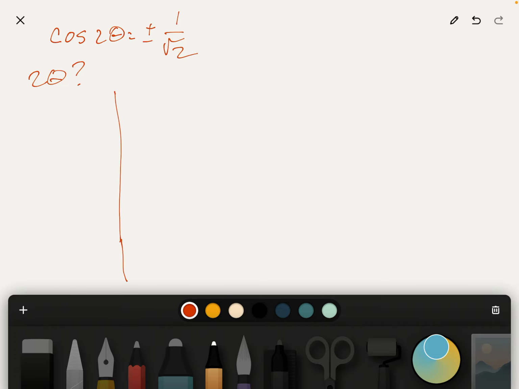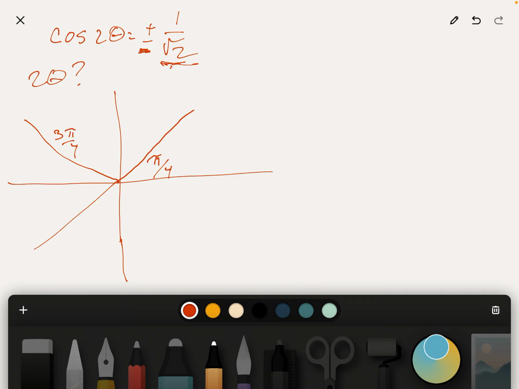Well, it helps to think visually for me. So this we recognize as the cosine of a 45-degree triangle, or in this case, we should be talking in radians, so we'll say pi over 4. So that's one value for 2 theta. Another value for 2 theta, because this is plus or minus, 3 pi over 4 would work, so would 5 pi over 4, and so would 7 pi over 4.